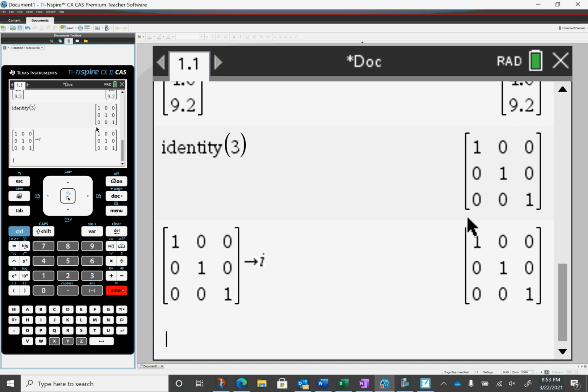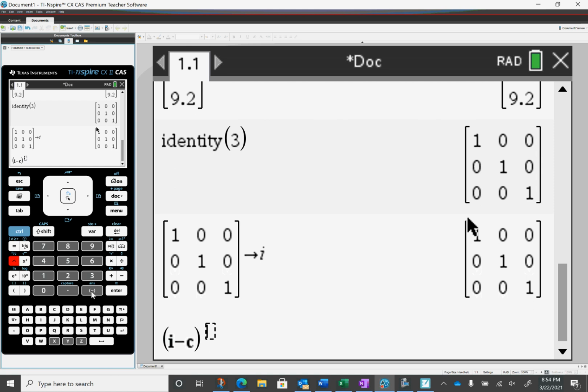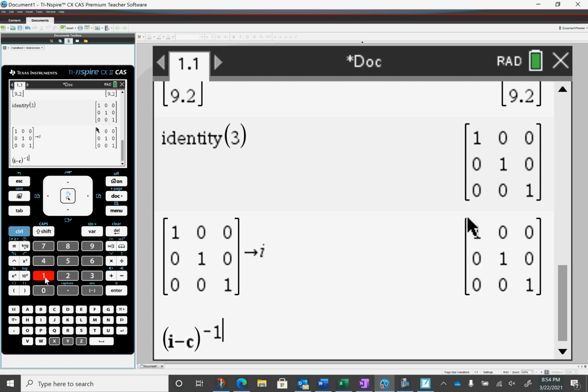And again, our formula starts off by parentheses. Take that identity matrix that I just created, subtract from that matrix C, close the parentheses. Now again, if I want the inverse, I use my exponent key here, -1. Again, do not use the subtraction button. Doesn't like that hardly at all. And then take that times matrix D.